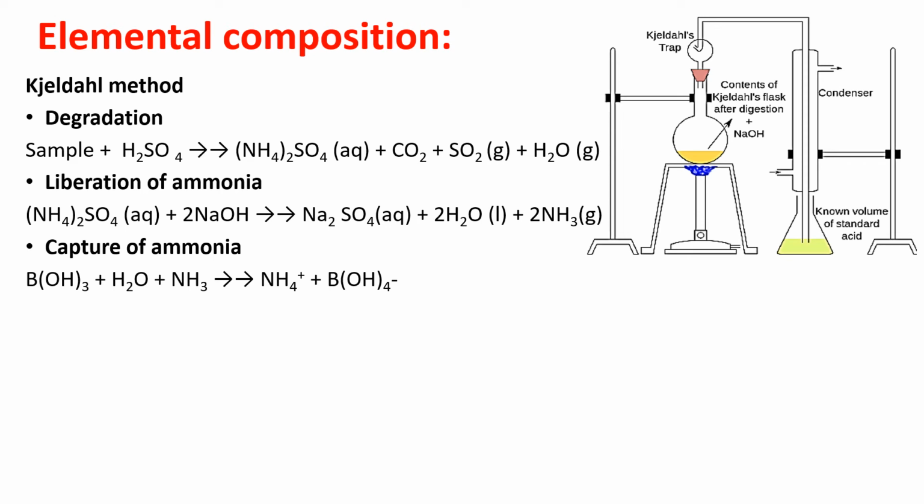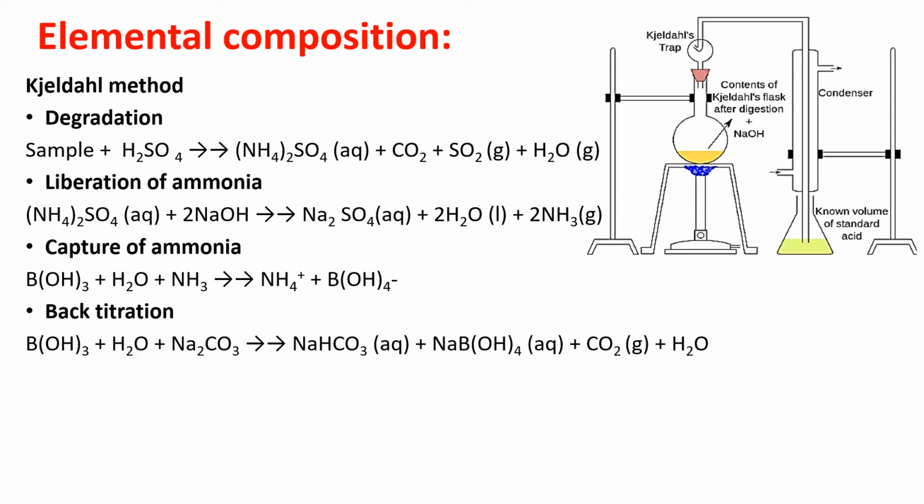Boric acid, which has water in it, receives this liquid ammonia entering through the end of the condenser and forms ammonium borate. Now, initially suppose we have added 100 units of boric acid, and after complete boiling or distillation with NaOH, you find that only 20 units of boric acid are remaining. That means we can say that 80 ammonia molecules have merged with 80 boric acid molecules, and this can be done by back titration.